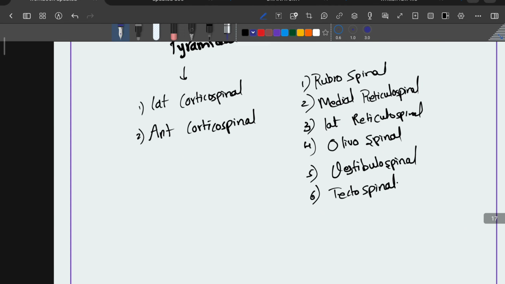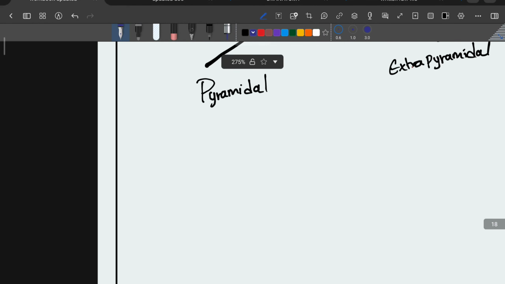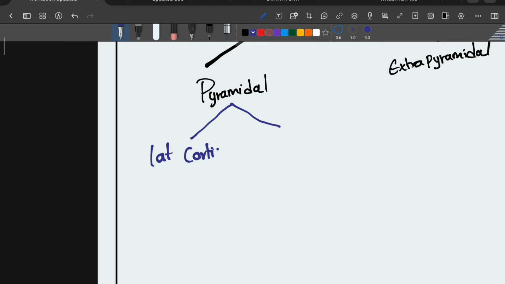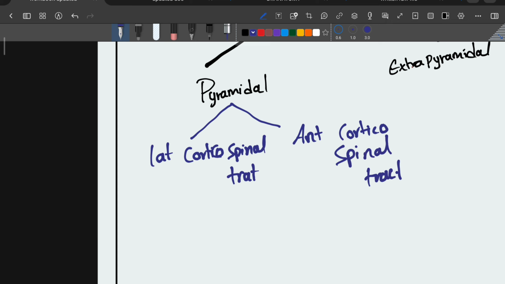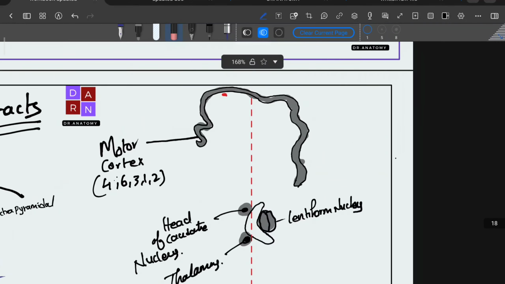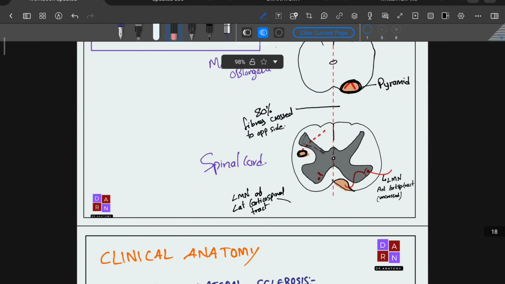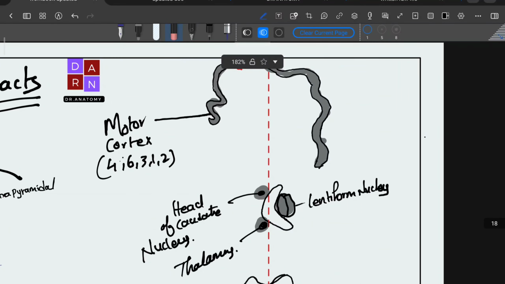The pyramidal tracts are the lateral corticospinal tract and the anterior corticospinal tract. The name itself is cortex to spine. The name itself explains whether it is a descending or ascending tract. Just remember corticospinal, from cortex to the spinal cord. So these are your descending tracts.